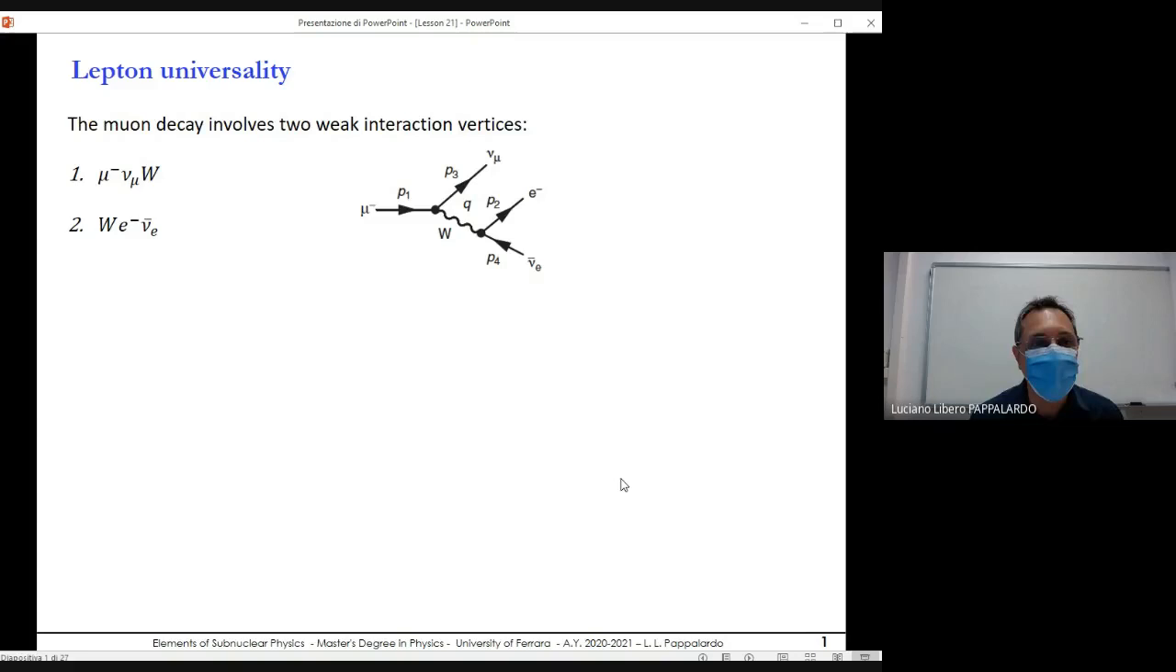Let me first of all introduce the concept of lepton universality, which will be, of course, necessary for the rest of this part. So let's consider the muon decay. Okay, so we have drawn already this diagram several times in the last week. So we have a muon that transforms into a muon neutrino with the emission of a W boson, which eventually decays into electron and electron antineutrino. And here we can immediately identify two vertices. The first one is the muon into neutrino W, and the second is the decay of the W into electron neutrino.